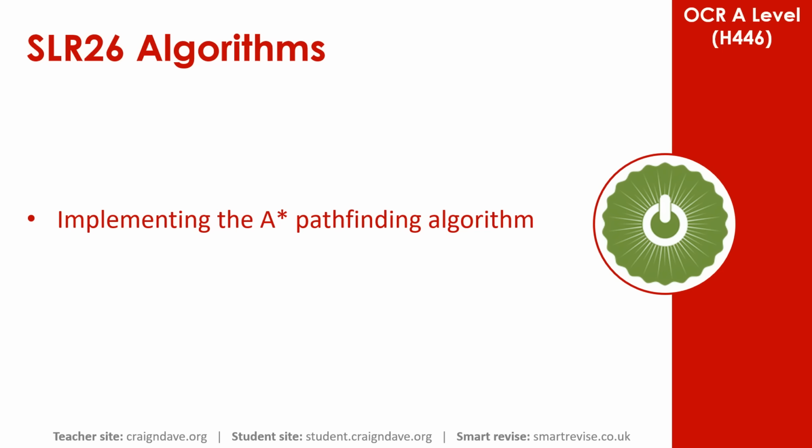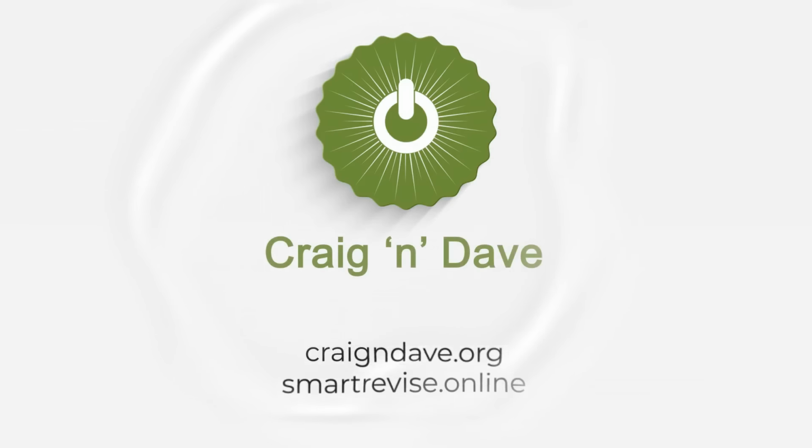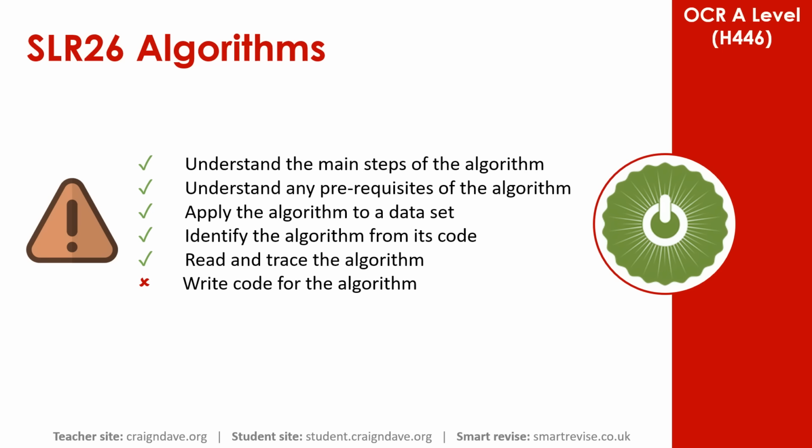In this video, we take a look at implementing the A* pathfinding algorithm. So once again, let's start by checking what the exam board needed to know about the A* algorithm. Again, you need to understand the main steps and prerequisite, apply the algorithm to a data set, be able to identify it if you're shown its code, and you need to be able to read and trace it. However, as with Dijkstra's, you're not going to be required to write the code for the A* pathfinding algorithm.